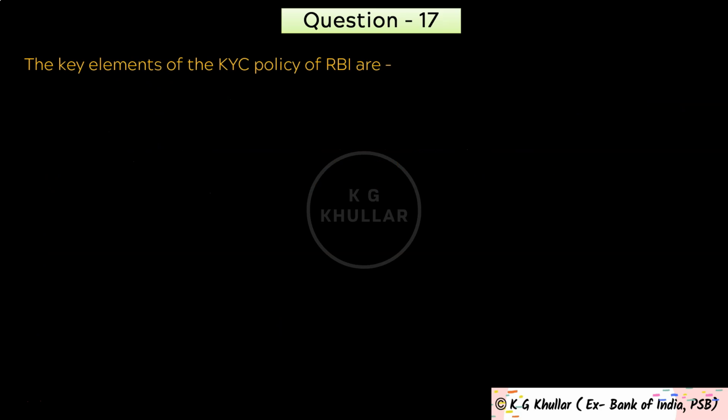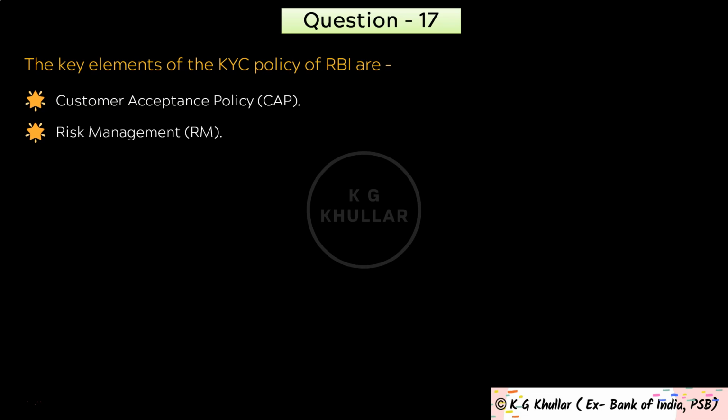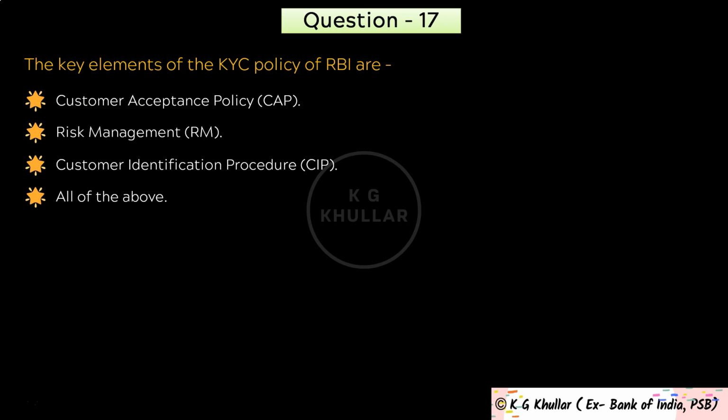Next question is, the key element for KYC policy of RBI are, first is the customer acceptance policy, that is CAP. Then second is risk management, that is RM. Then third is customer identification procedure, that is CIP. And last option D is all of the above.